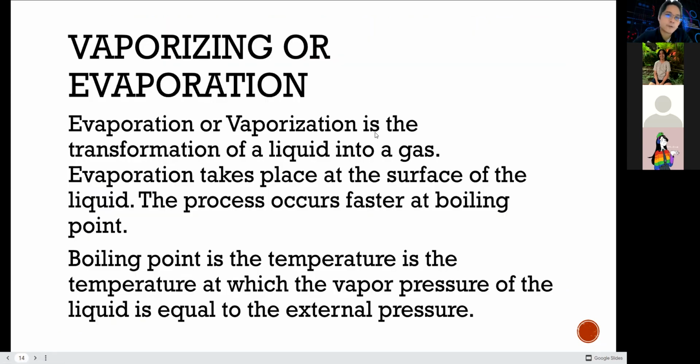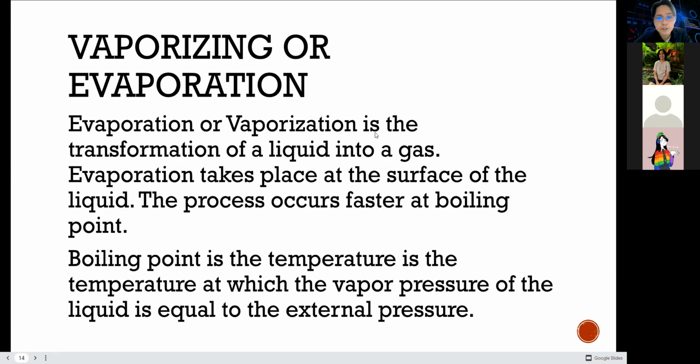Evaporation, or vaporization, is the transformation of liquid into gas. Another term for evaporation is vaporization. Evaporation takes place at the surface of the liquid. The process occurs faster at the boiling point.